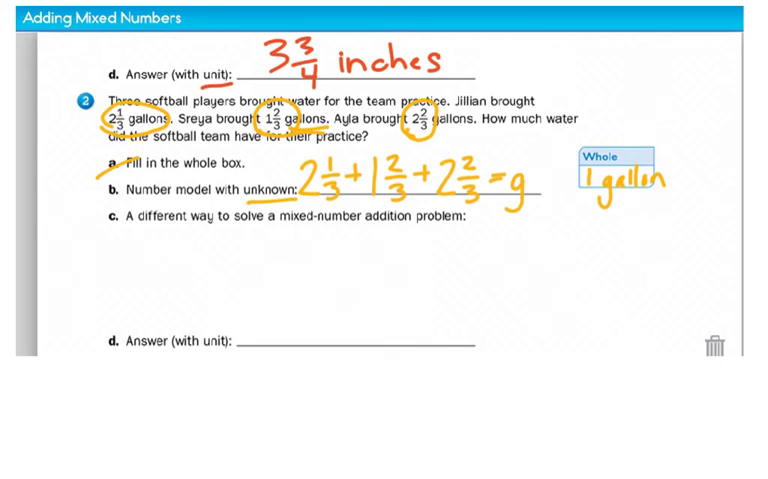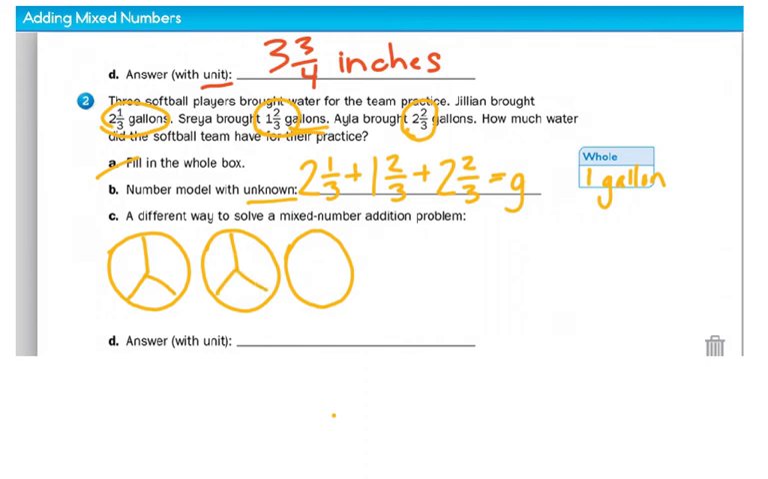Well, one of the ways that I could do it is I could draw pictures to represent each of the players. So let's go ahead and fill in for Jillian. So this would be Jillian. Remember, each one is in thirds, because if you look at the denominator, it tells you each gallon is divided into thirds. So if you just divide those into thirds, this is Jillian. And she brought 2 full gallons plus 1/3 of another one.